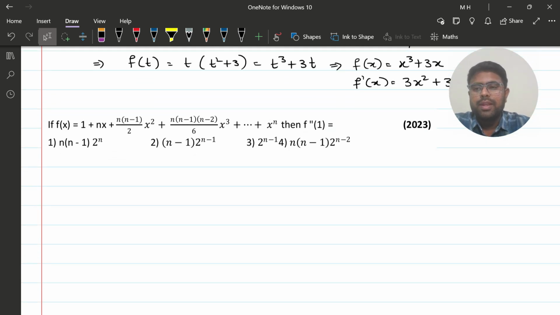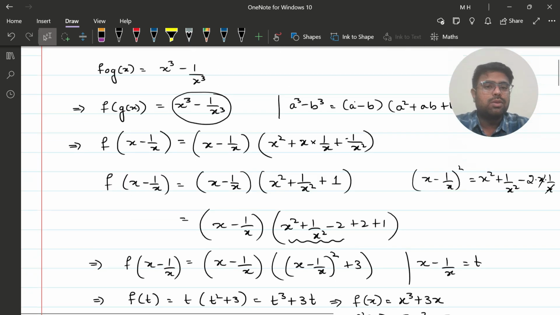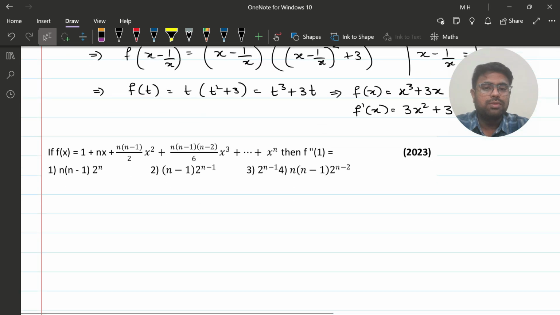The question says, if f of x is equal to 1 plus nx plus so and so up to x raised to n, then find f double dash of 1. Again, this is a question in 2023. So both of these are from 2023.